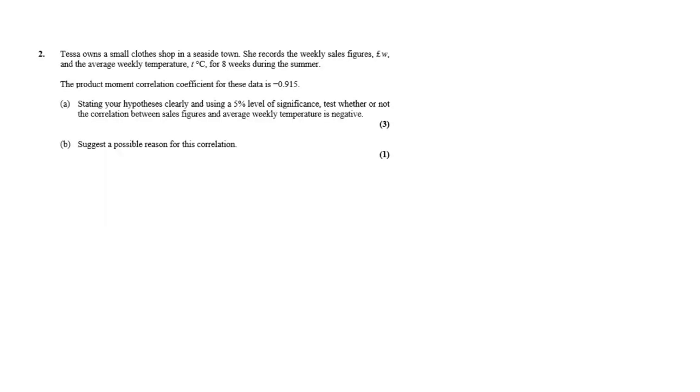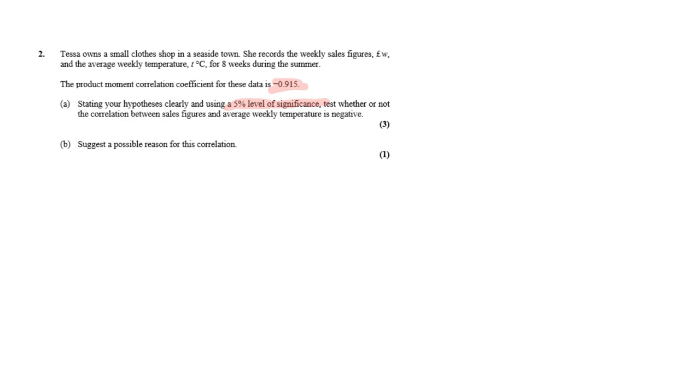Hi and welcome back. We're going to go through question 2 from the mock. Tessa has a small clothes shop in a seaside town. She records the weekly sales figures and she believes that there is a correlation between the temperature and the sales figures. We're given in the question that the PMCC is -0.915. We need to conduct a hypothesis test at a 5% level of significance to see whether or not there is.